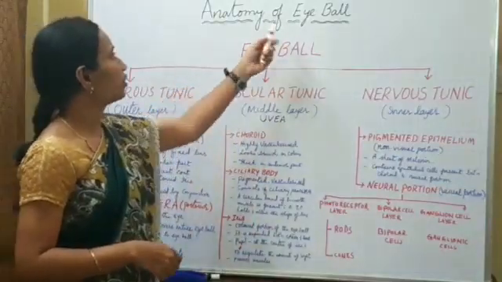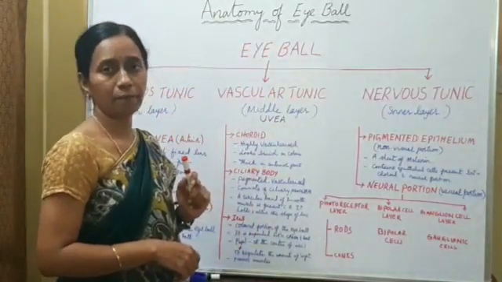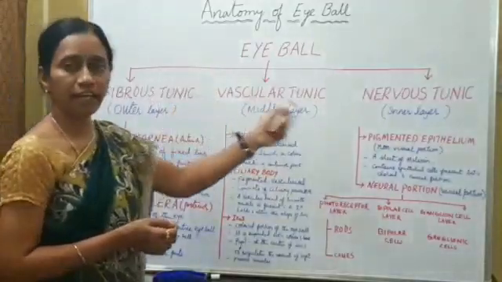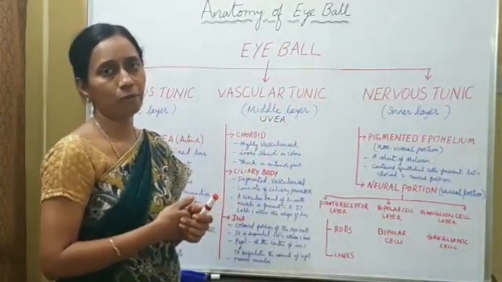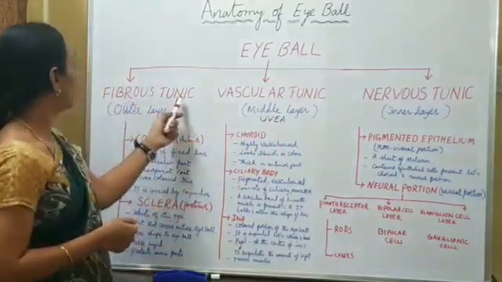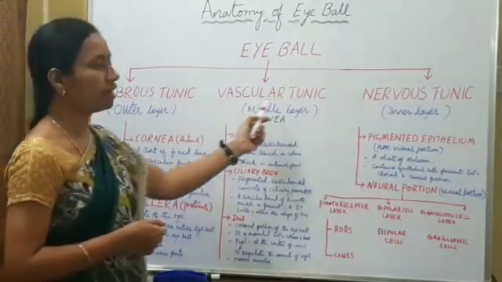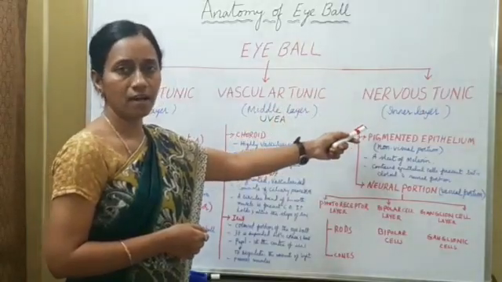In this class we are going to discuss the anatomy of the eyeball. It possesses three layers and a lens, and chambers of the eye are also present. Those three layers are the outer layer, the middle layer and the inner layer.